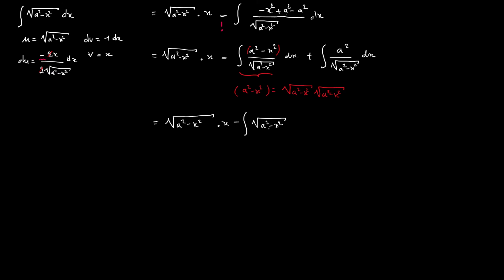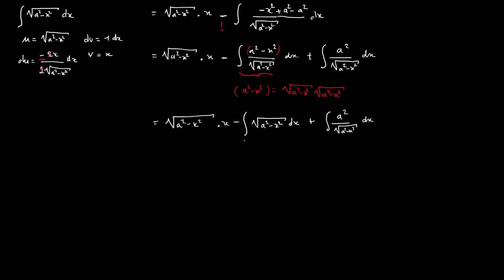Okay, so now we see we have this part, and that was completely the same as our original integral, plus some other integral we haven't solved yet: a squared over the square root of a squared minus x squared dx.